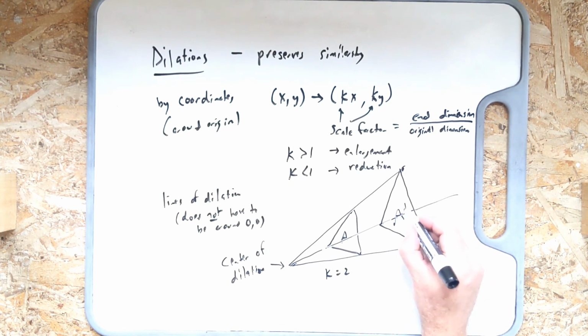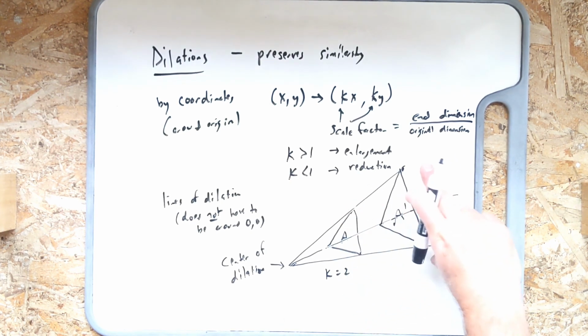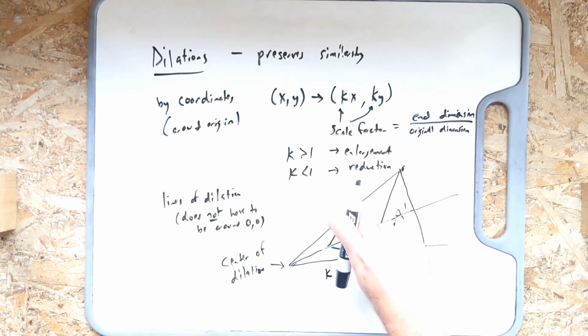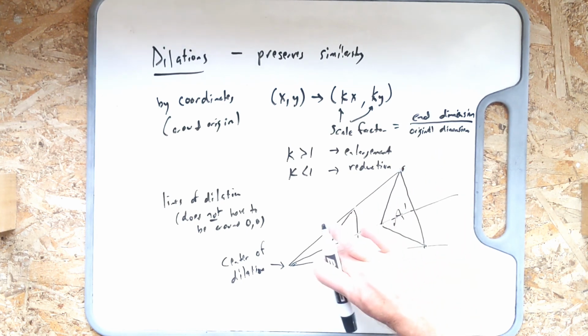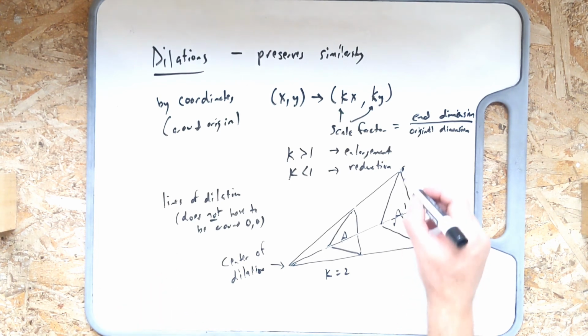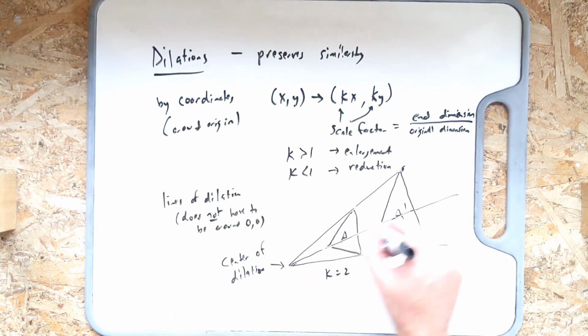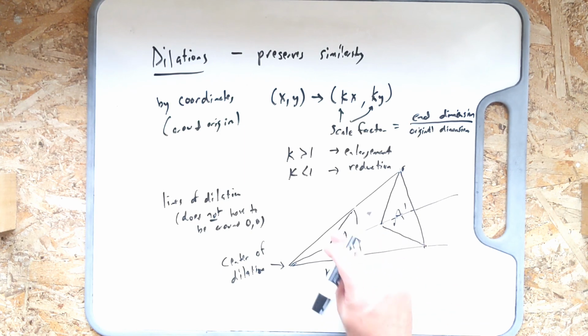If you do that, this will be A prime. This right here will be double that size, as will this. This will be double that, and this will be double that. So you can check afterwards if you're done. You can also reverse the direction and find the center of dilation by connecting these points from the figures, all of them, and then hitting this point right here, which will tell you the center of dilation. Okay, that is it.